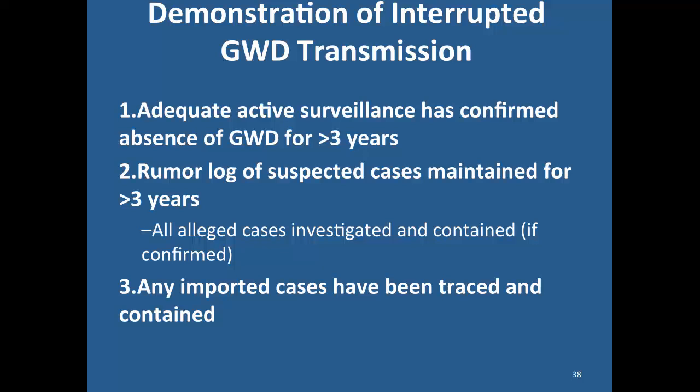So how do you demonstrate that you've actually interrupted the transmission? First, you have to have an adequate surveillance system that has confirmed absence for over 3 years. And you have to maintain a rumor log of suspected cases for more than 3 years. All alleged cases need to be investigated and contained if they are confirmed, and any imported cases have to be traced and contained. It's very similar to what happened with the smallpox method: you have to see the cases, anyone who had contact with those cases, any water supply those people went to, and you have to double check those to make sure that they haven't been contaminated.